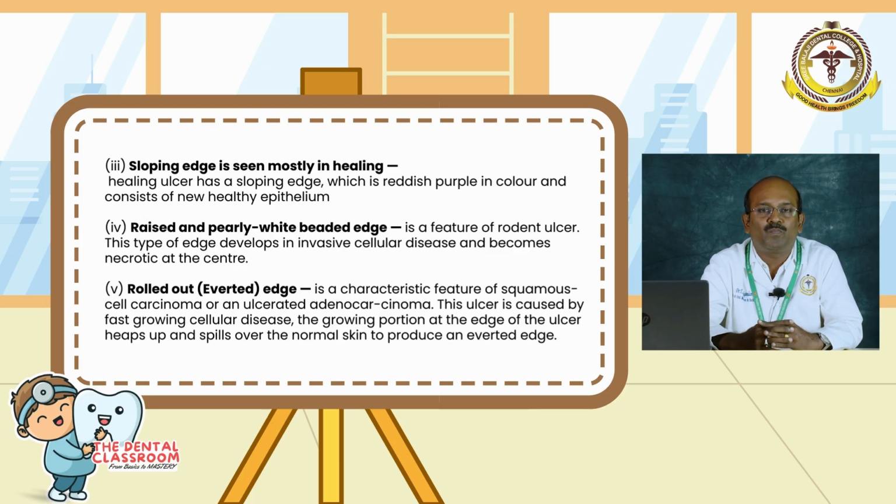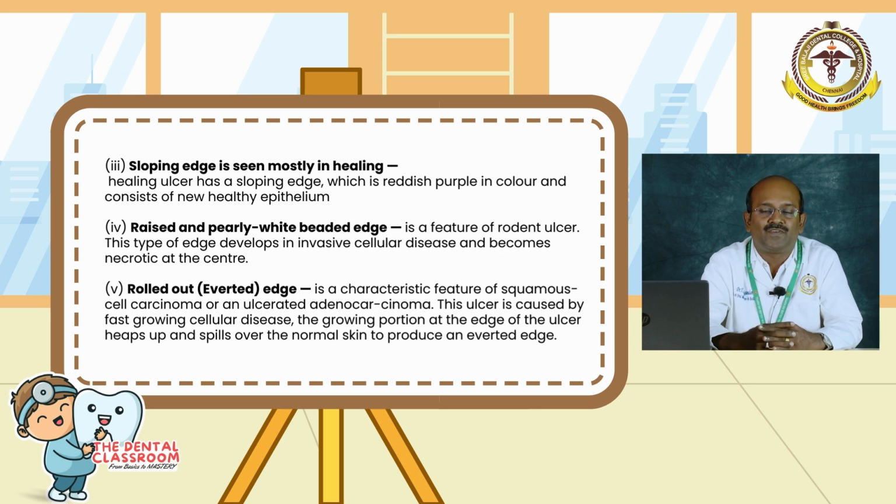The next is a sloping edge, which you see in a healing type of ulcer, where from the margin you can see a slope. The slope is lying down to the floor. Next is a raised and pearly white edge. That is where you get to see the rodent ulcer. The center part will become necrosed and the peripheral part will become beaded.